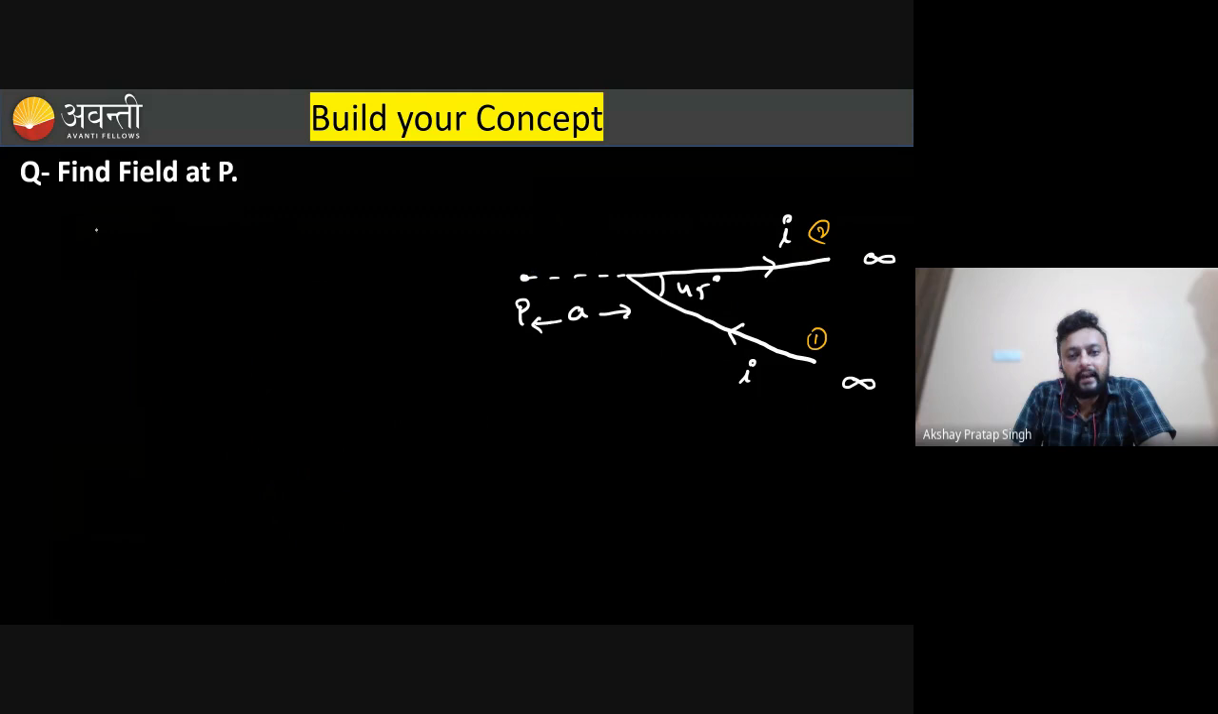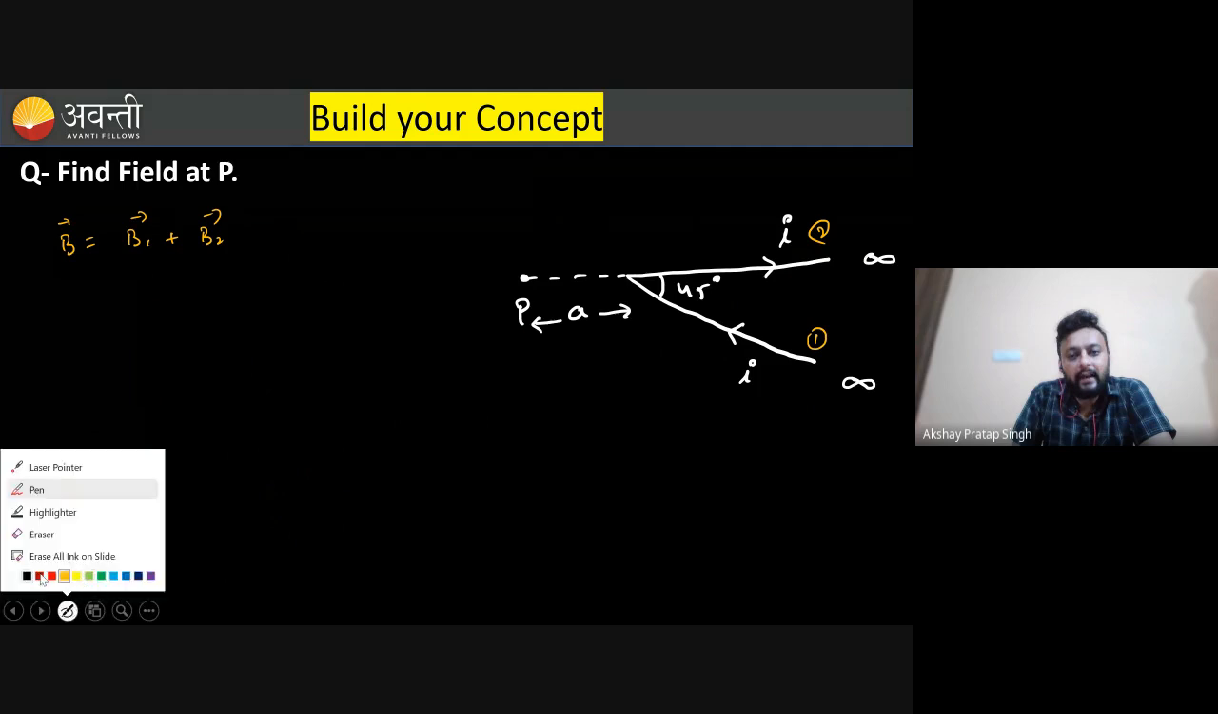And again, you can write it as net field at P is equal to the field due to part 1 and the field due to part 2. Addition of these two fields. Very simple. Now, if I talk again, point P is collinear to part 2.